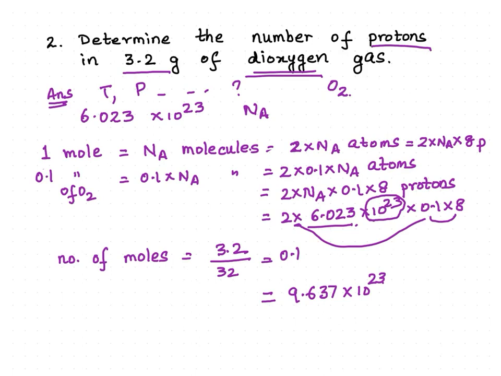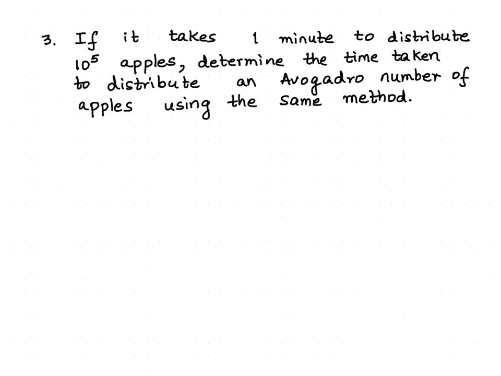Ready to go on to the next question? Now this question is quite similar to questions that you get in the competitive exams as well. It's a simple unitary method. It says if it takes 1 minute to distribute 10 to the power 5 apples, determine the time taken to distribute an Avogadro number of apples, correct?